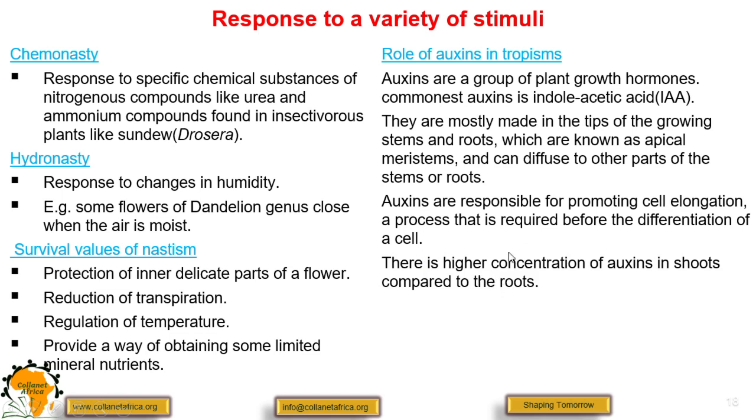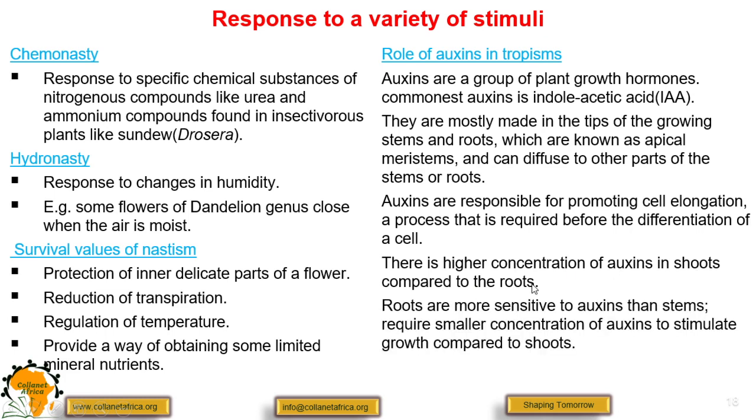We have said that these auxins are higher in the shoots compared to the roots. Roots are more sensitive to auxins than stems. That means roots require smaller concentration of auxins to promote growth compared to stems. Actually, it is said the amount of auxins that promotes growth in the shoot will inhibit growth in the roots.